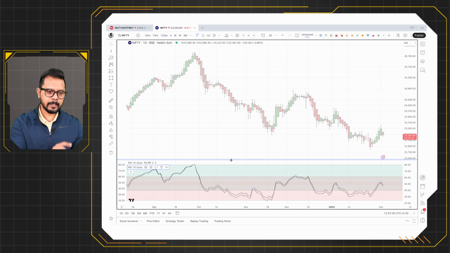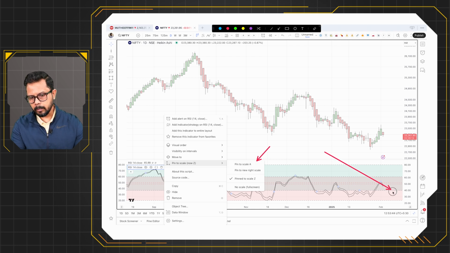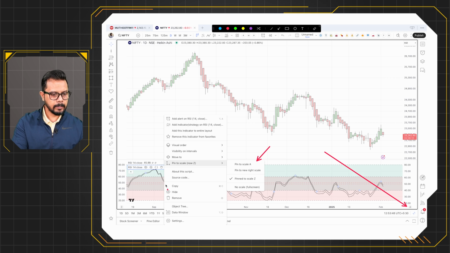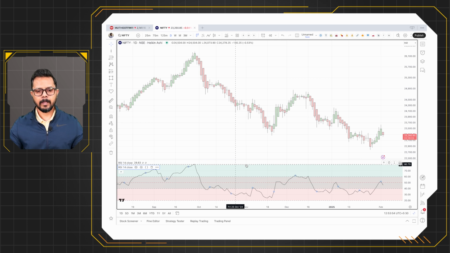So once again, you have to go to the 3 dots, come to pin to scale. Which scale do you want the new one? That's what the software is asking. Pin to scale A. Where did you see A? Yeah, this is the naming of that scale, just in case you didn't know. Pin to scale. Now you have one RSI.